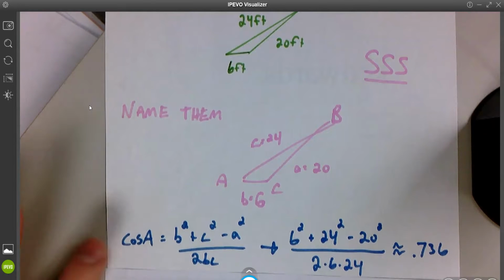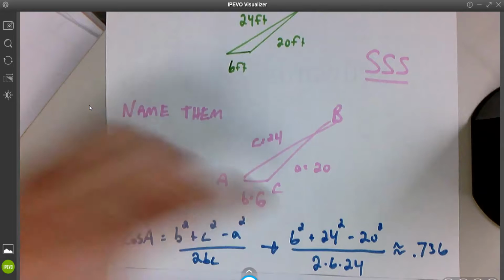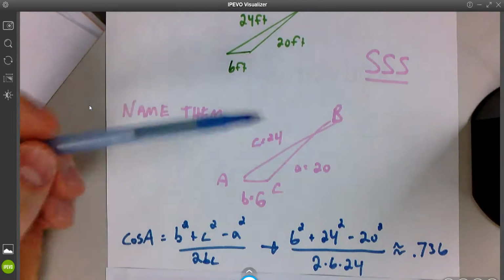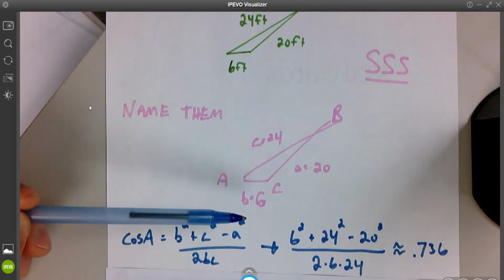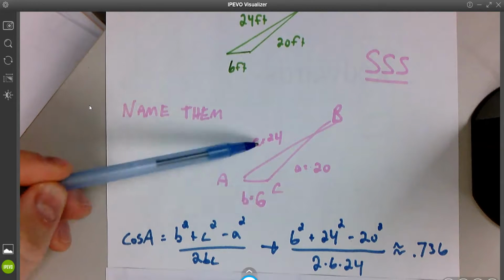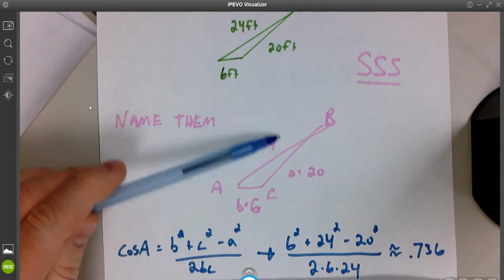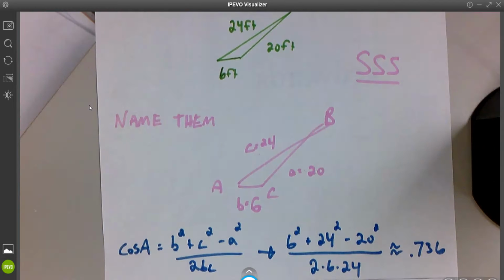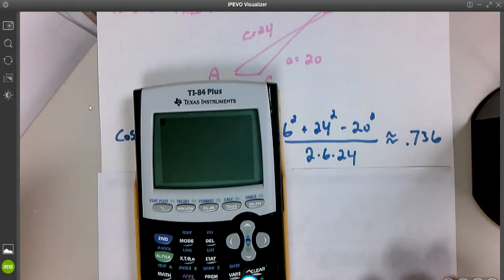You have all those formulas. Remember I said we're squaring the two sides on either side of the angle and adding them. That's what that is. We're subtracting the other side squared. Check. And then the denominator is 2 times those ones that we added. Not squared anymore, just 6 and 24. I'll put that in my calculator to make sure you're keeping your denominator separate from your numerator. Let's see if I can get this.